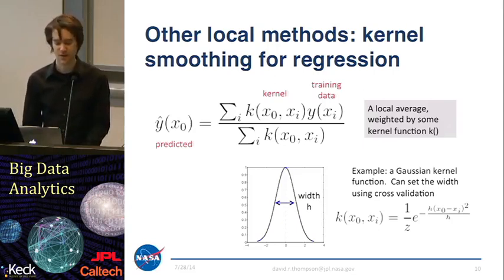There you see in the lower right the formula for a Gaussian kernel function, which is a perfectly good kernel, and it's actually what I'd recommend you start off with as a first cut for all your kernel smoothing problems. It's got a free parameter, which is the width, represented here as h.